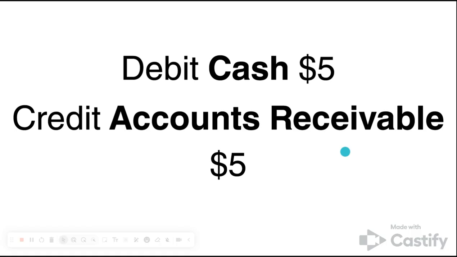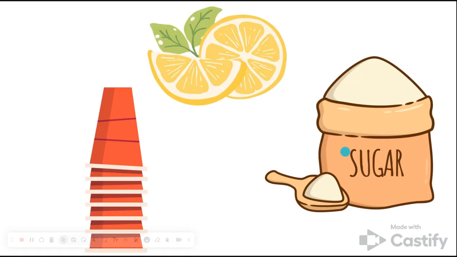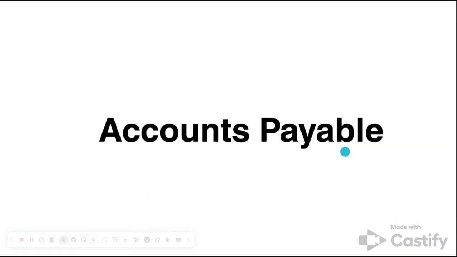Let's flip the situation now. Suppose you receive a bill for $20 worth of lemons, sugar, and cups. The supplier says you can pay next week. Under cash accounting, you wouldn't record the expense until you actually paid the bill. But under accrual accounting, you'd record the expense today because you've already received and used the supplies.